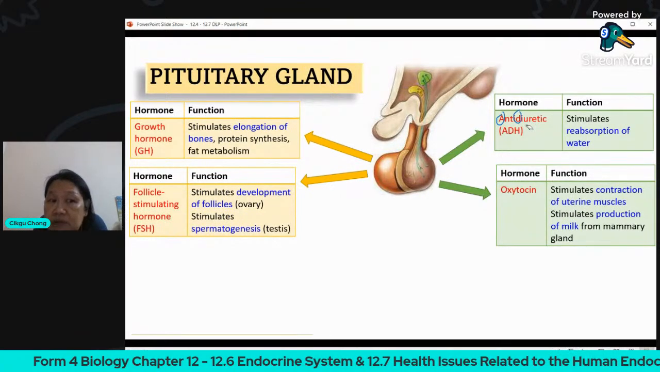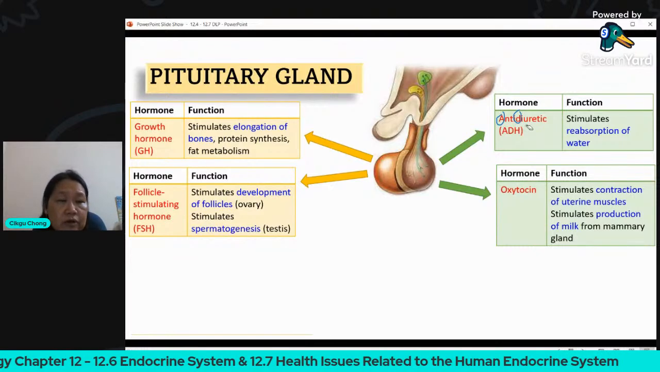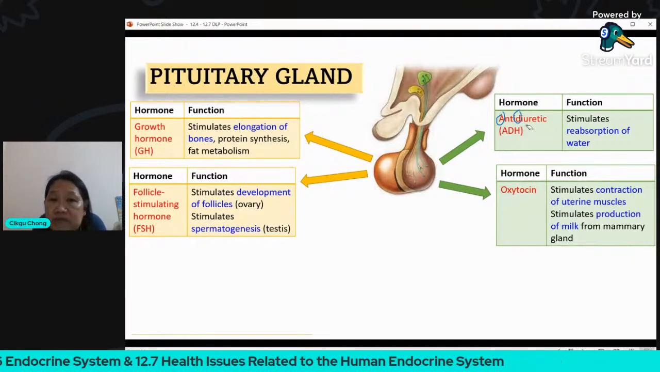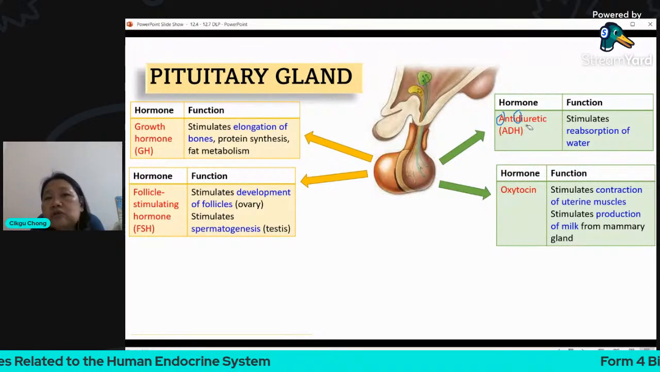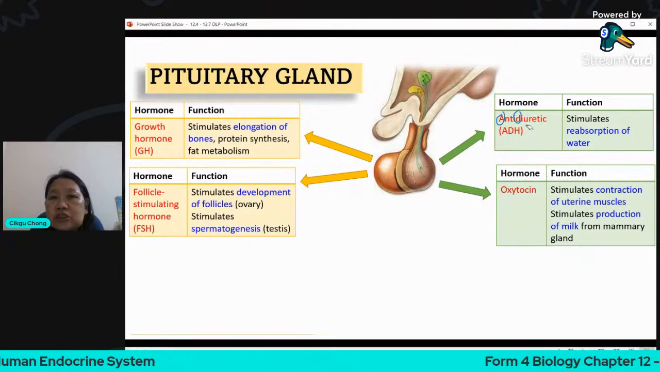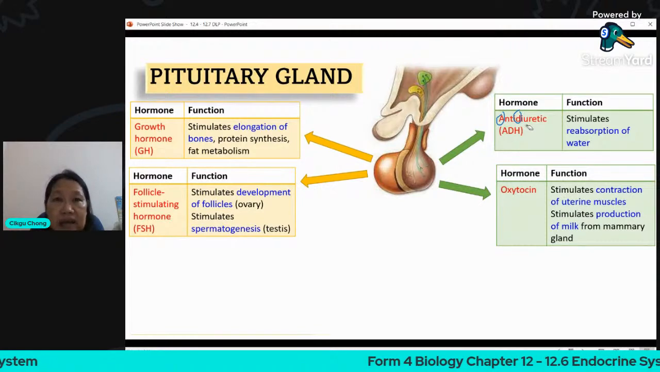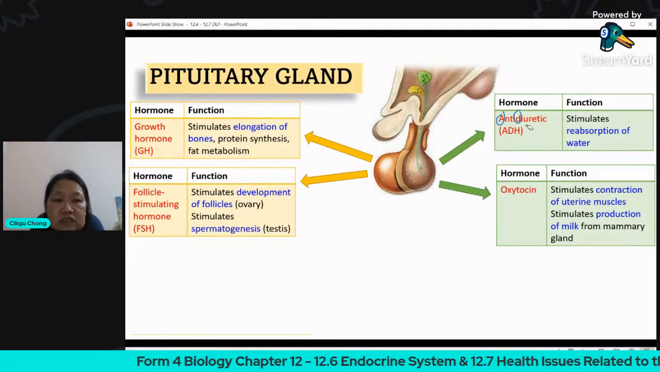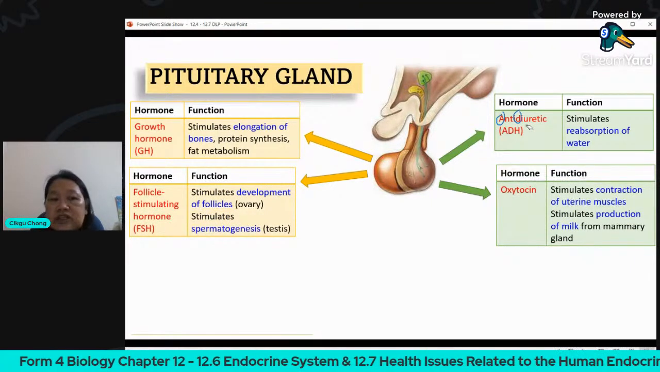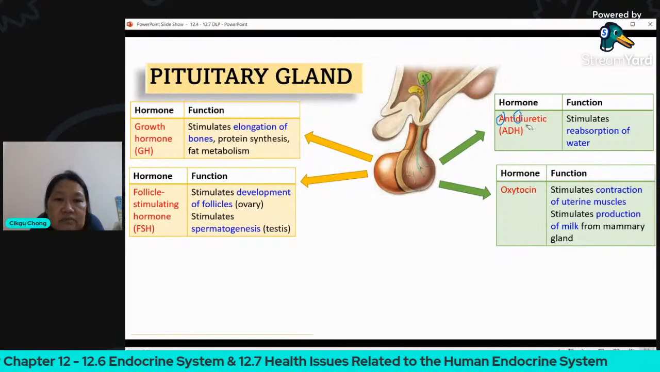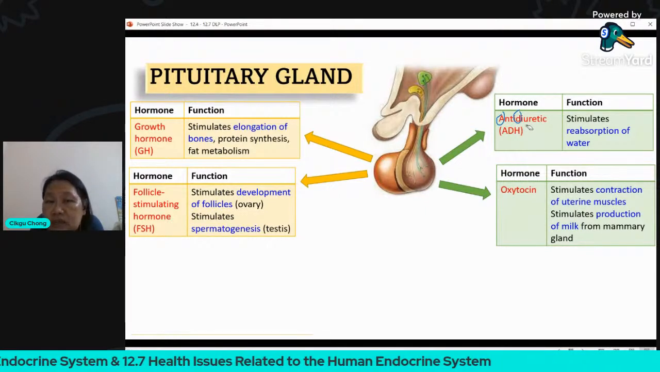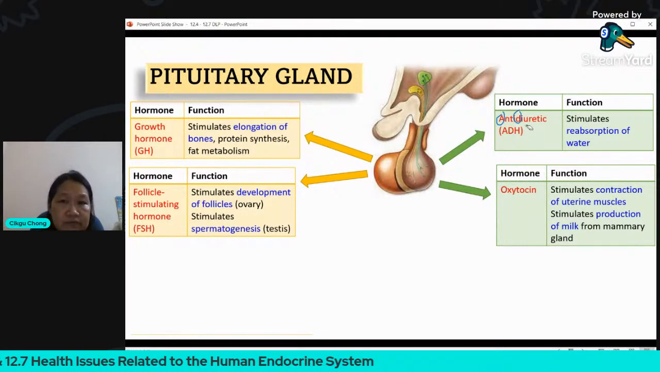At the same time, for males, so that was for female, males also have FSH. FSH will stimulate spermatogenesis. That means production of male gametes, that means making sperms. So production of sperm requires stimulation from FSH. So FSH is also in males, not just female.